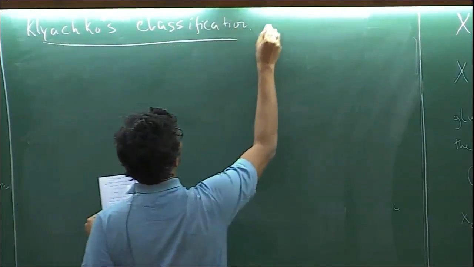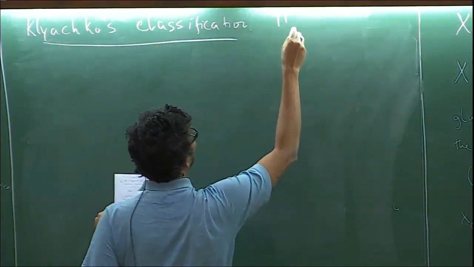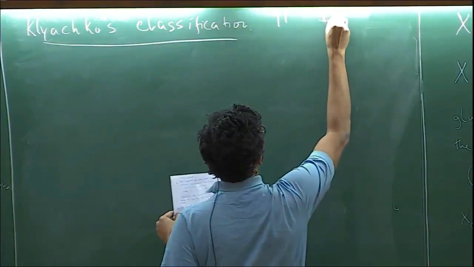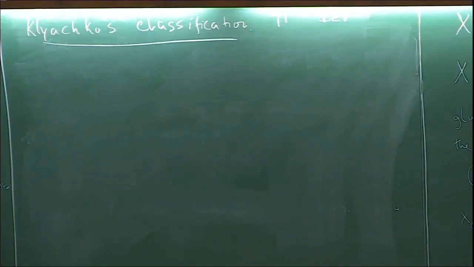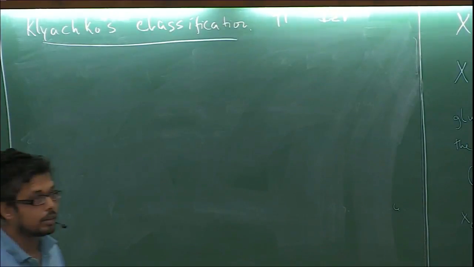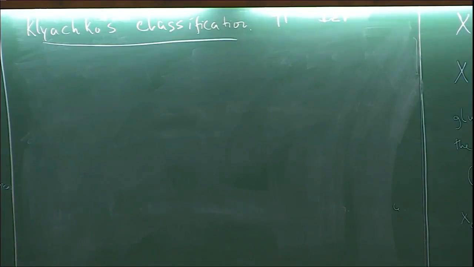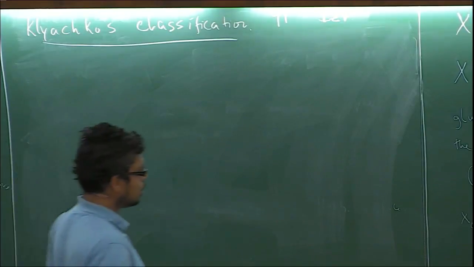This was in 1991, published in Izvestia. So what does it say? He says that these equivariant vector bundles you can describe in terms of some linear algebra data. So how do you see this?